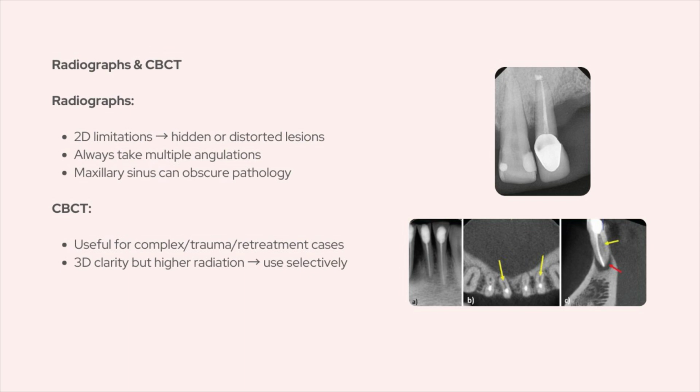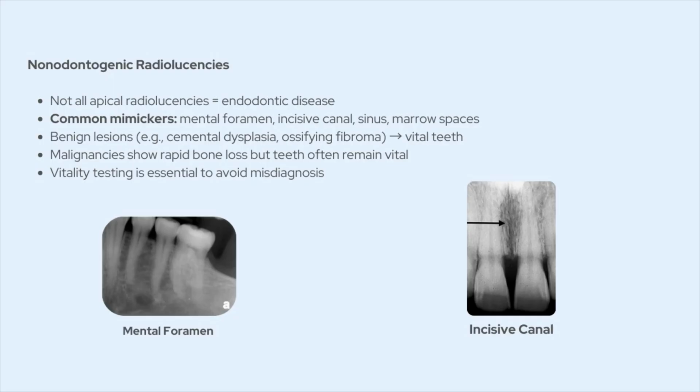It's particularly useful in complex cases, unusual anatomy, traumatic injuries, or when previous treatment has failed. But it does come with higher radiation exposure and cost, so it's used selectively. One of the biggest errors is assuming every radiolucency at the apex represents endodontic disease. Many radiolucencies are actually nonodontogenic, anatomical structures like the mental foramen, the incisive canal, the maxillary sinus, marrow spaces. These teeth respond normally to pulp vitality tests, and changing your radiographic angle usually shows the lesion shifting relative to the root, which tells you it's not dental in origin.